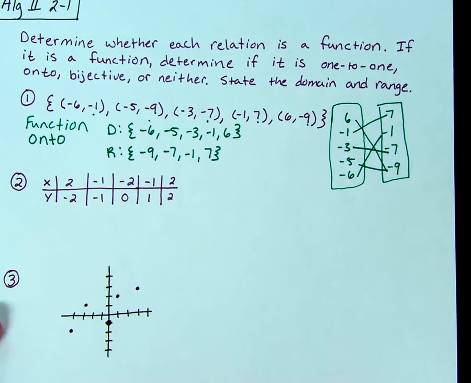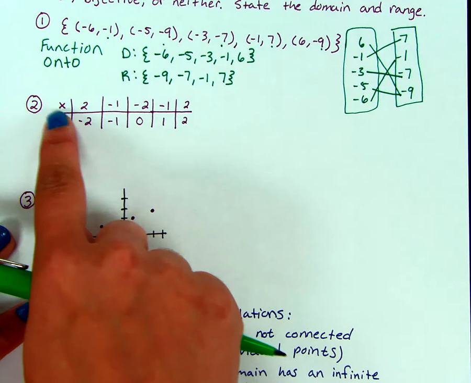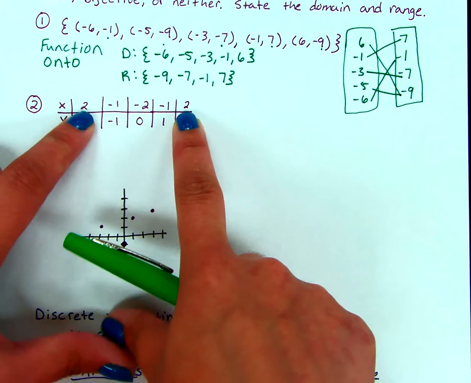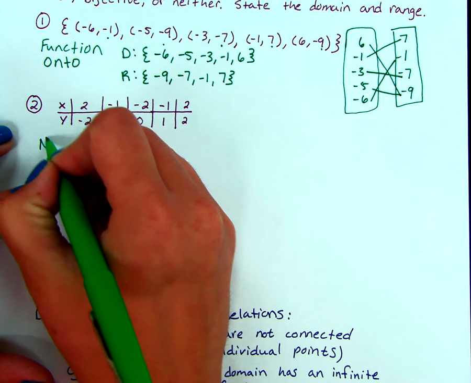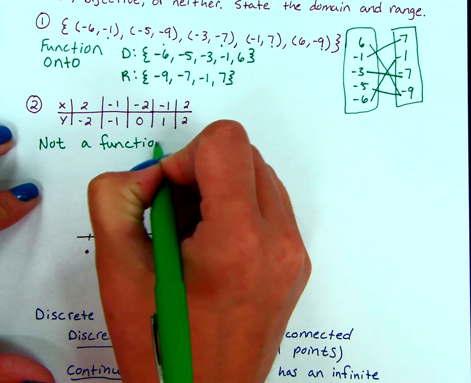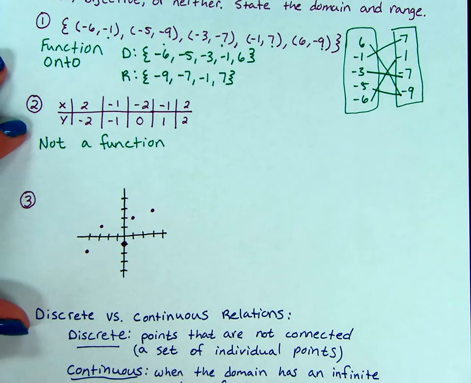All right, let's try another example. So here we have a table that's listed. And again, to decide if it's a function, we are looking to see if our x values repeat or not. So as I'm looking down my list of x's here, I have +2, and then on the end I also have another +2. So that means that this is not a function. So if it's not a function, then it can't be one-to-one, onto, or bijective. So we're not going to write anything for that. But we can list the domain and range still.